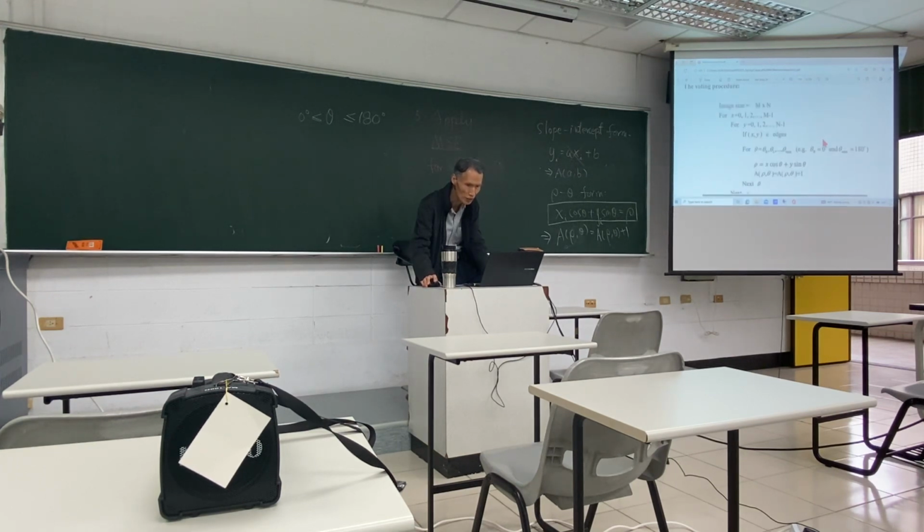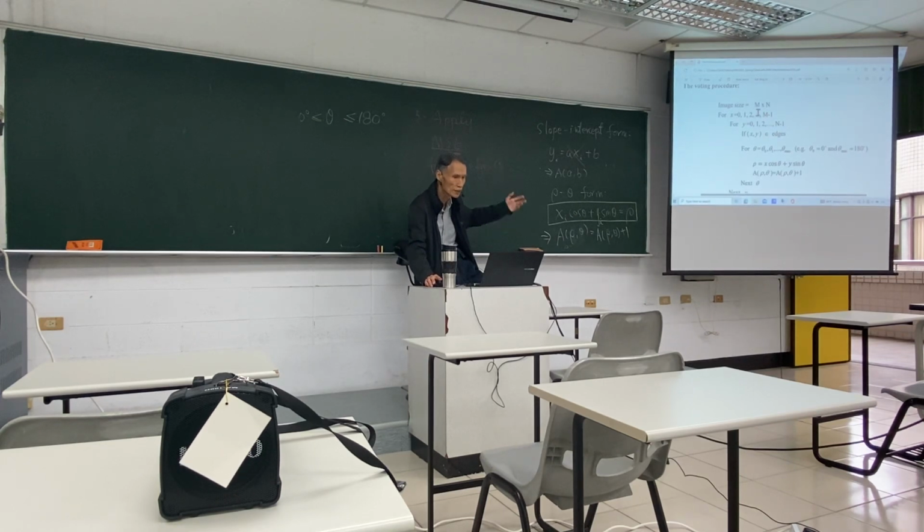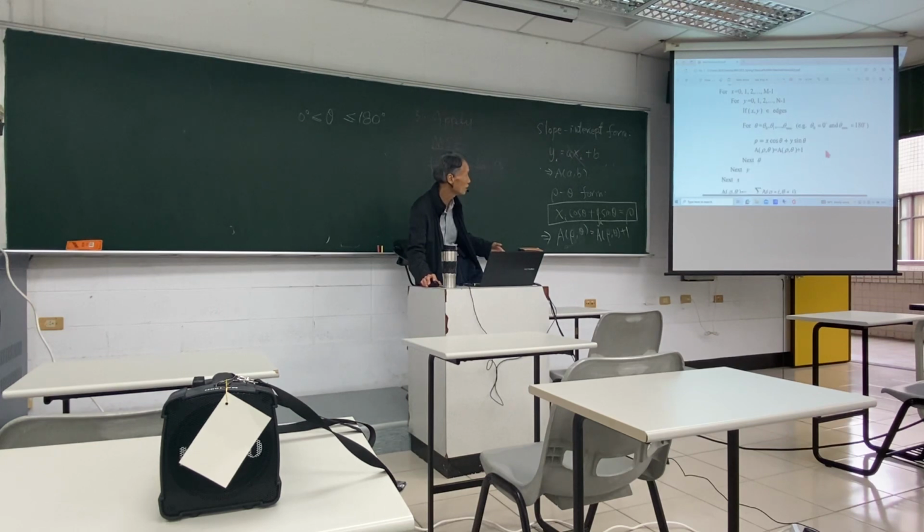Okay, so here's the pseudocode for the voting. For x, for y, if (x, y) is an edge point, then we try out, as I mentioned here, starting from 0 degrees up to 180 degrees with a resolution of 1 degree. And we calculate rho, and then we do the voting.